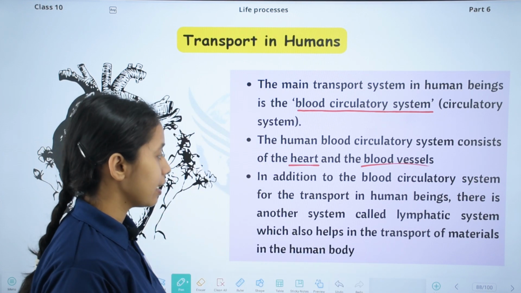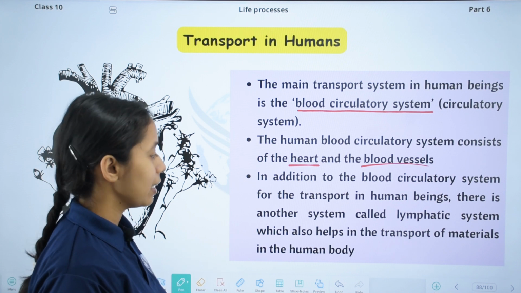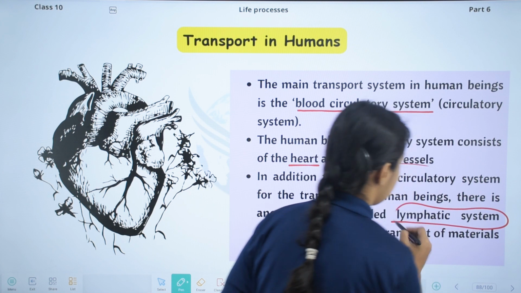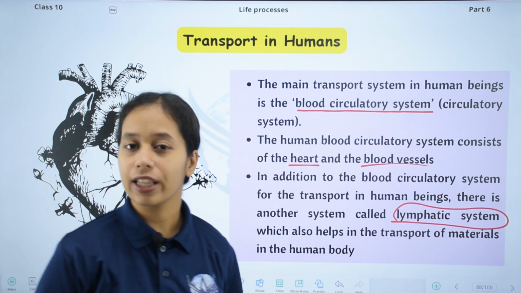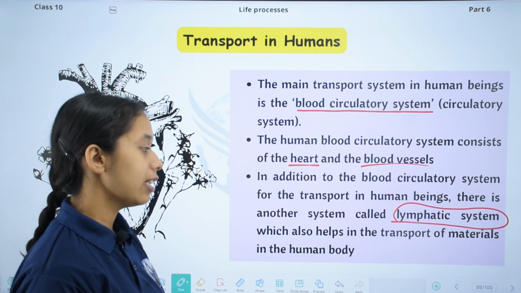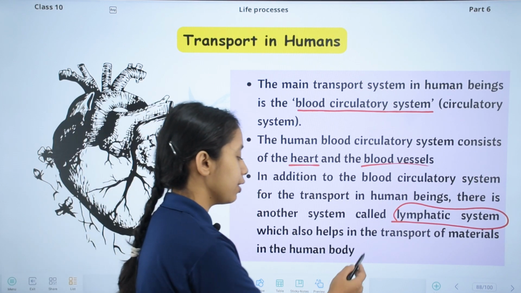In addition to the blood circulatory system for the transport of materials in human beings, there is another system called the lymphatic system, which also helps in the transport of materials in the human body.